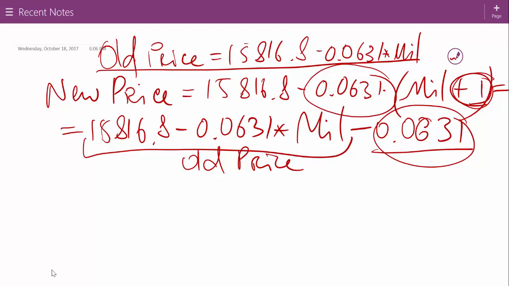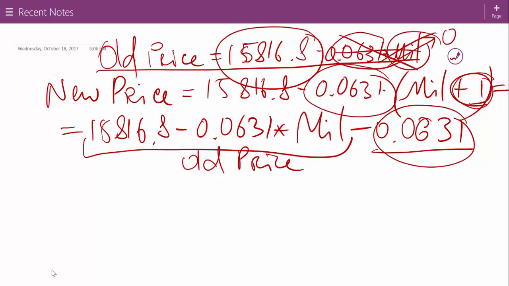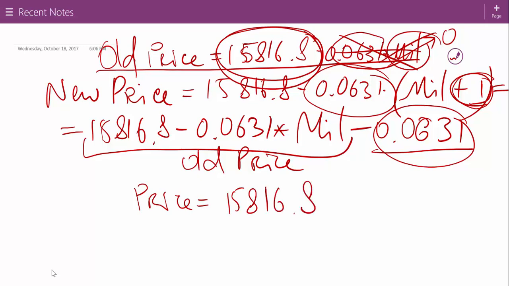So that's my interpretation. Okay, now let's go ahead and try to interpret that number, the vertical intercept. Well, here is my temptation, okay? What happens if I put mileage equal to 0? That would mean that whatever is the slope multiplied by 0, that is gone, right? And therefore my price is that much, okay? So therefore price equals 15816.8, the value of the car when mileage equals 0. How do we call a car with mileage equal to 0? Brand new car, right? That's my temptation to interpret, okay?